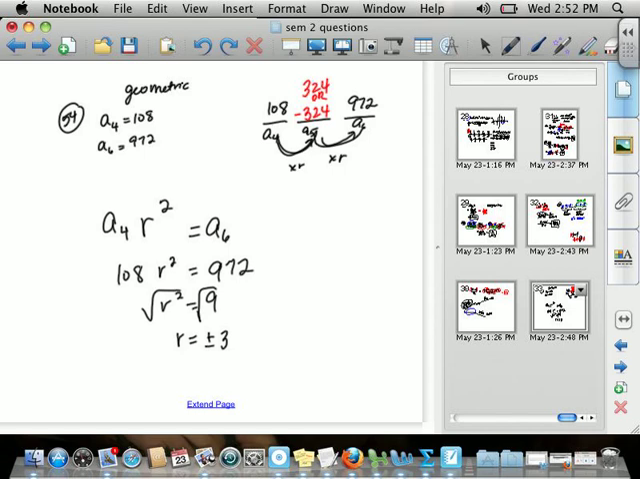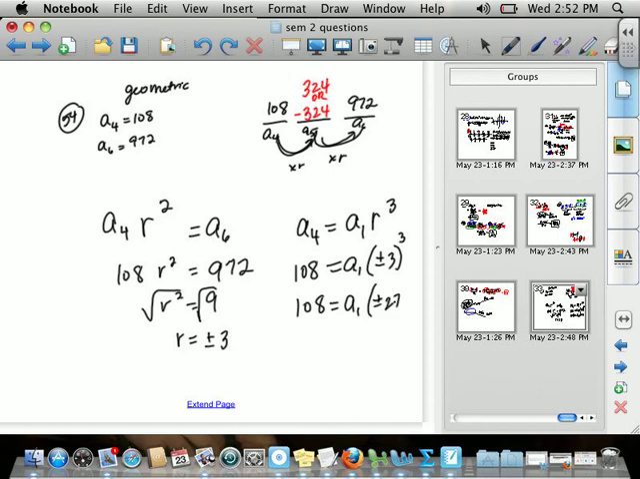All right, we are asked to find the first term. So if I want the first term, a1, let's say I want to go to the fourth term from the first term. How many times do I multiply by the common ratio? 3. So we do r cubed. a1 is the thing we don't know. r could be plus or minus 3, cubed. And then a4 is one that we know. It's 108. So we get 108 equals a1 times plus or minus 3 to the third, which would be plus or minus 27.